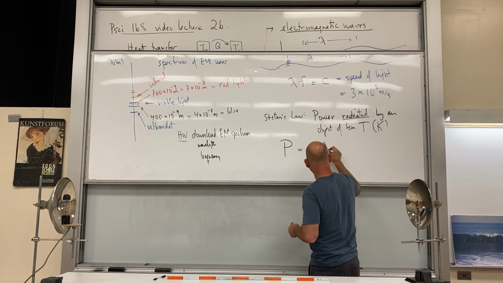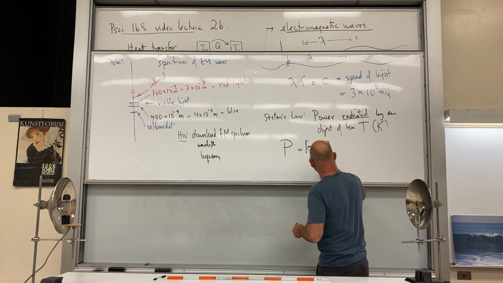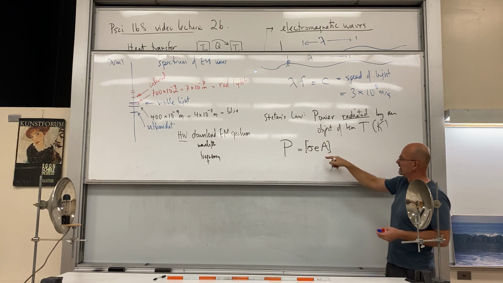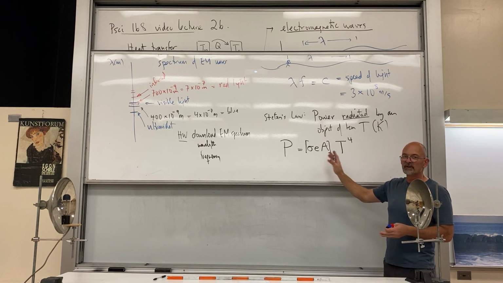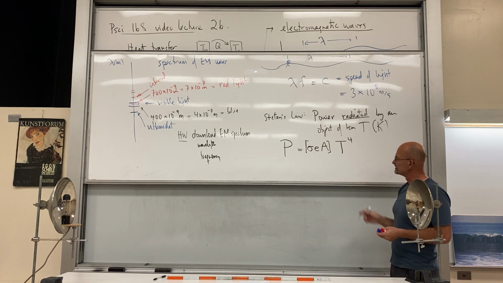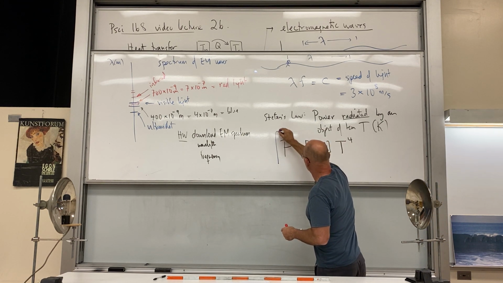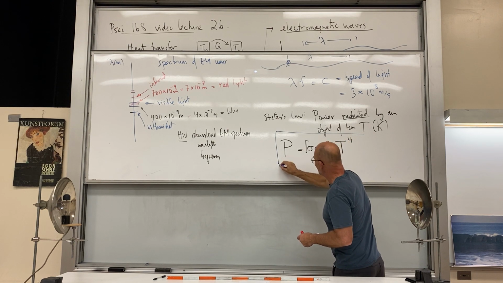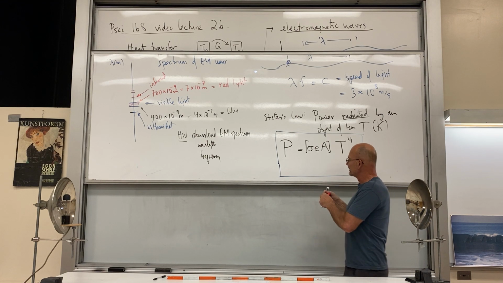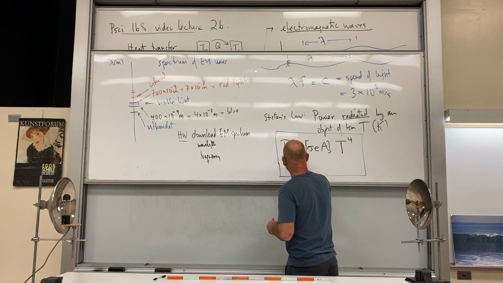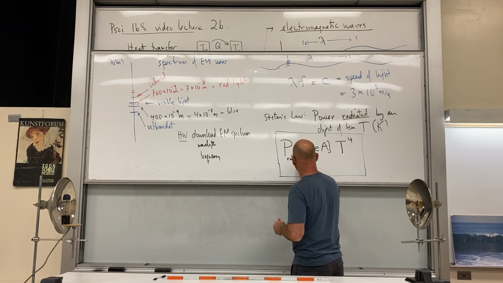Sigma EA, we're not going to worry about these constants. This is the area of the object that's radiating. These are some natural constants. It goes as temperature to the 4th power in Kelvin. And you know those Kelvin numbers are pretty big. So temperature to the 4th power, that's the power radiated by an object. But it's also the power that's absorbed. So I'll write here radiated or absorbed.